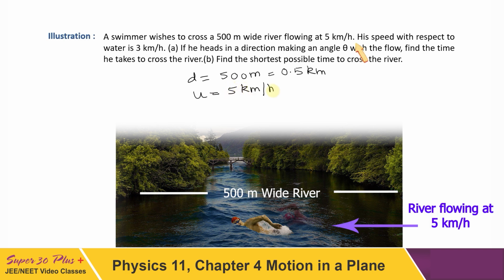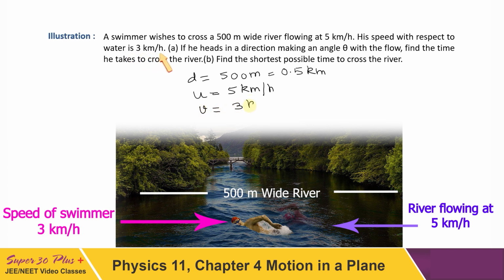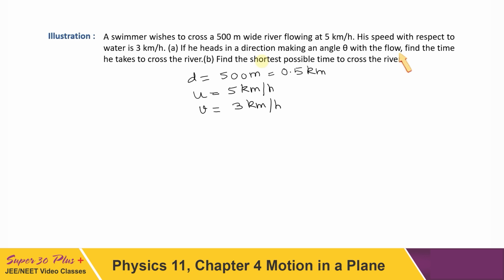Next is speed of swimmer with respect to water, that I had denoted by V. So V is given 3 km per hour. These are the values provided, and if he heads in a direction making angle theta with the flow, find the time he takes to cross the river. It can be done very easily now. T can be written as D upon V sine theta.